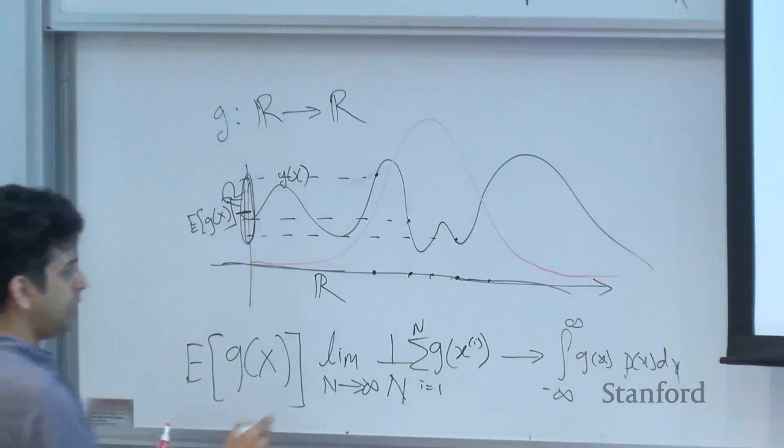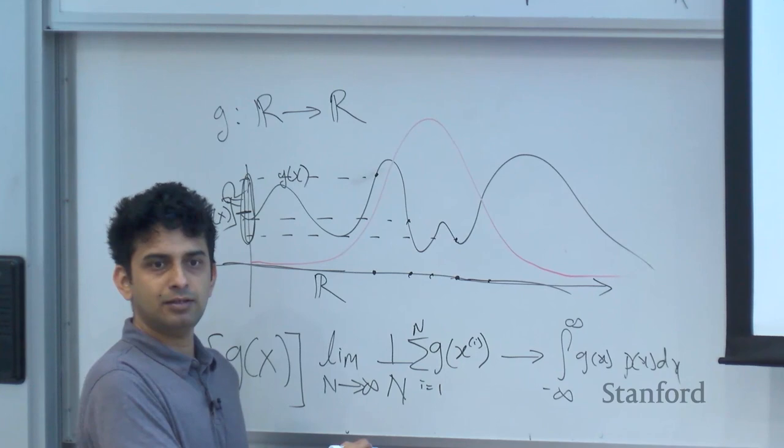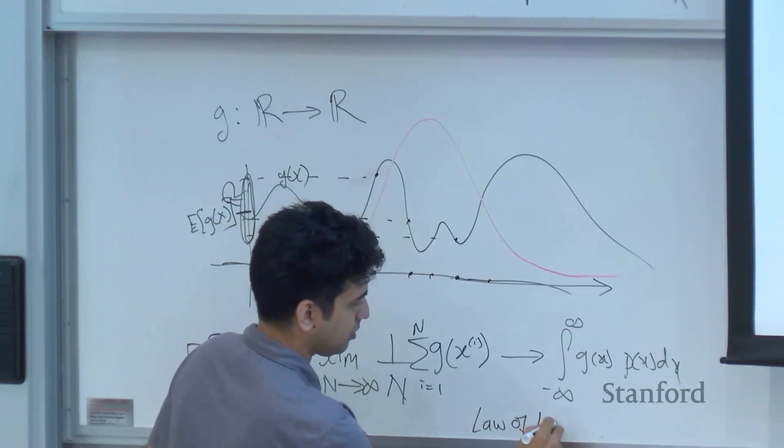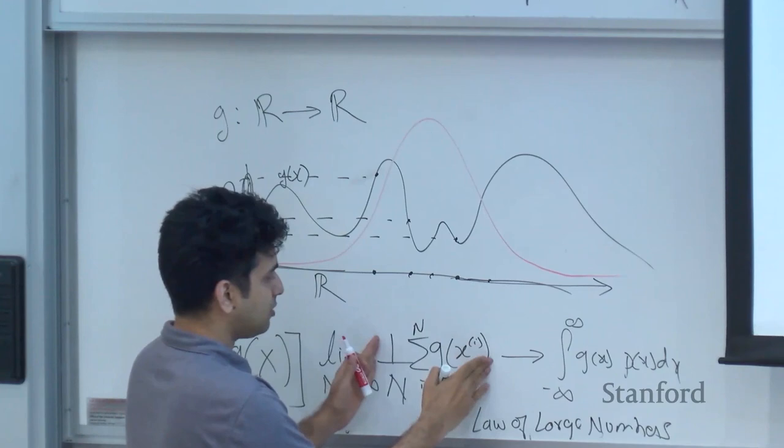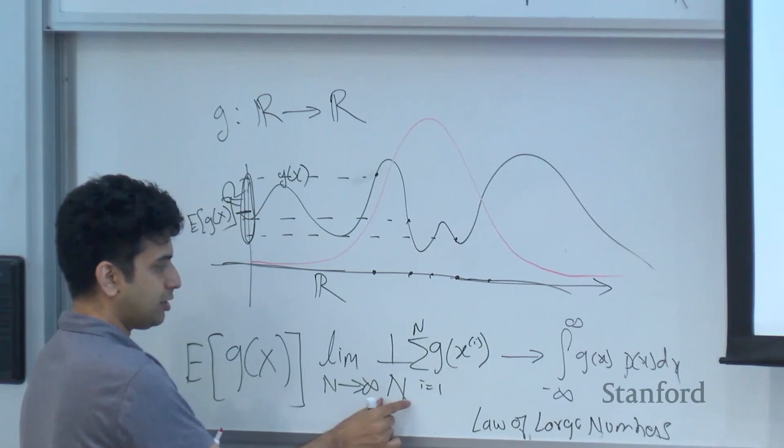And this statement is also called the, anybody? This is called the law of large numbers. Super important. And this estimate of the expectation is an approximate estimate, where the approximation gets better and better as you increase the number n. And this estimate is called the Monte Carlo estimate.